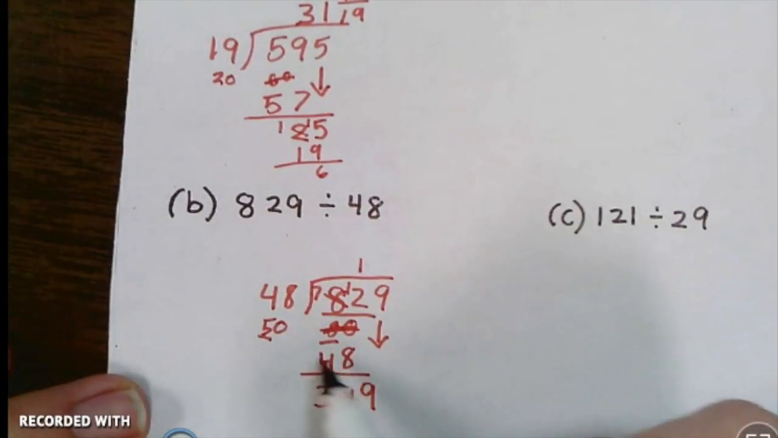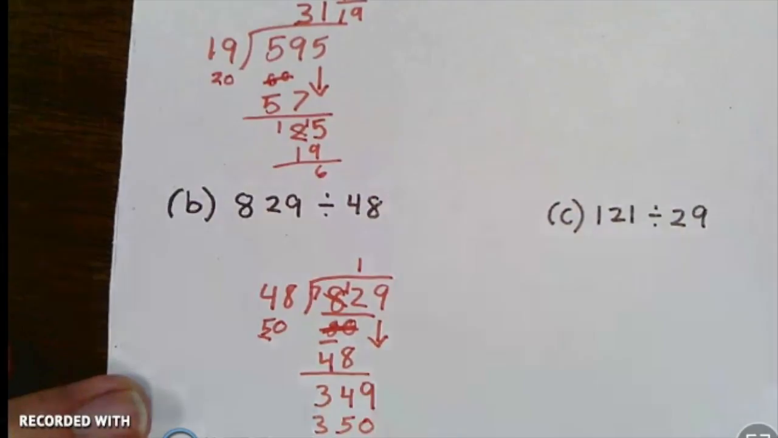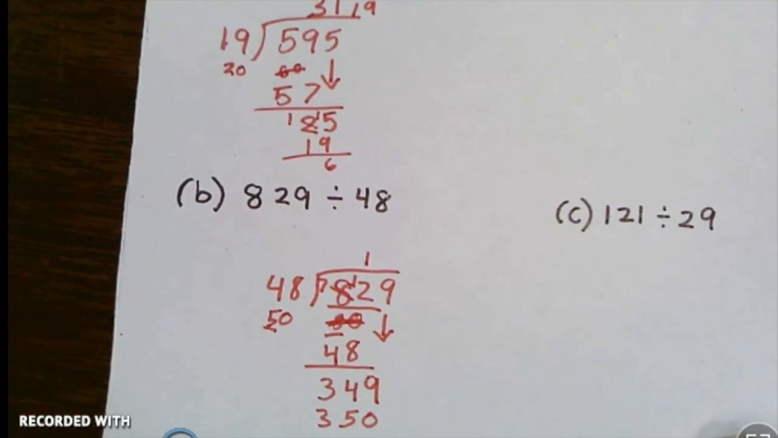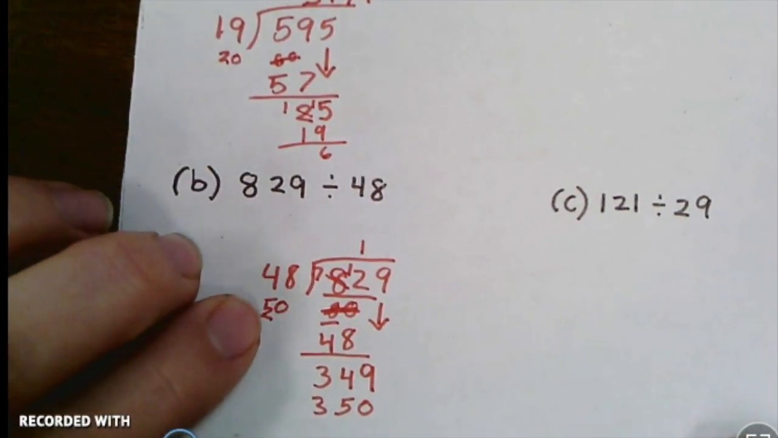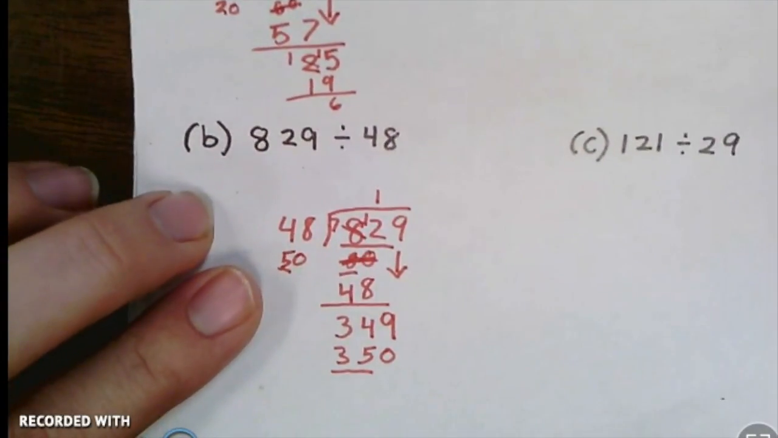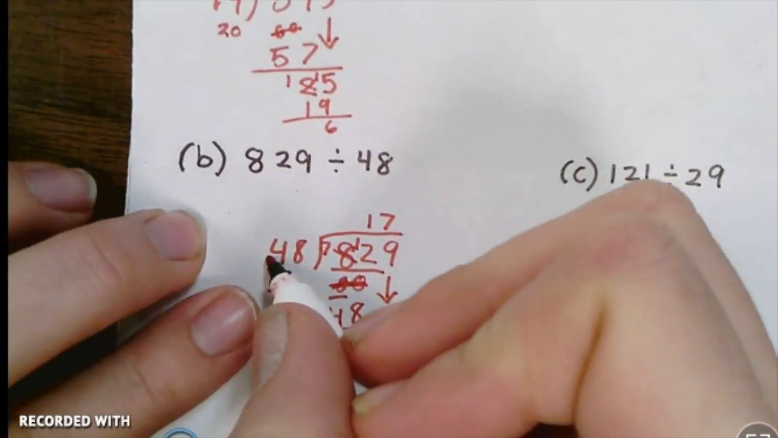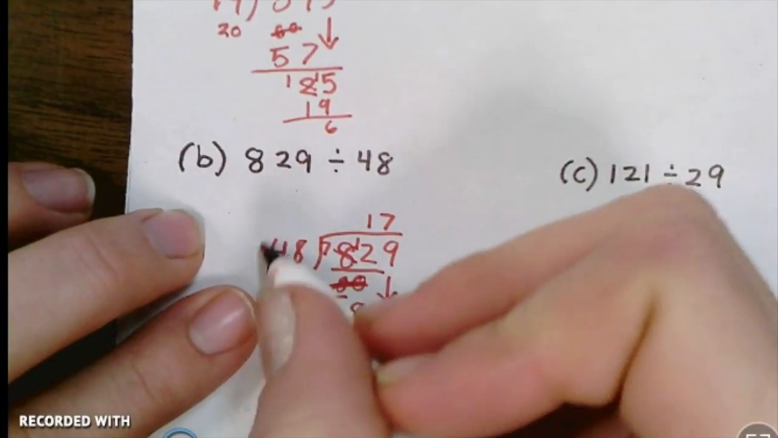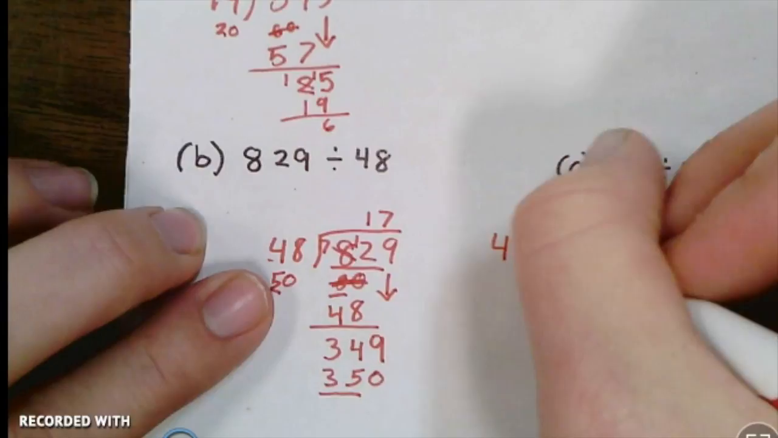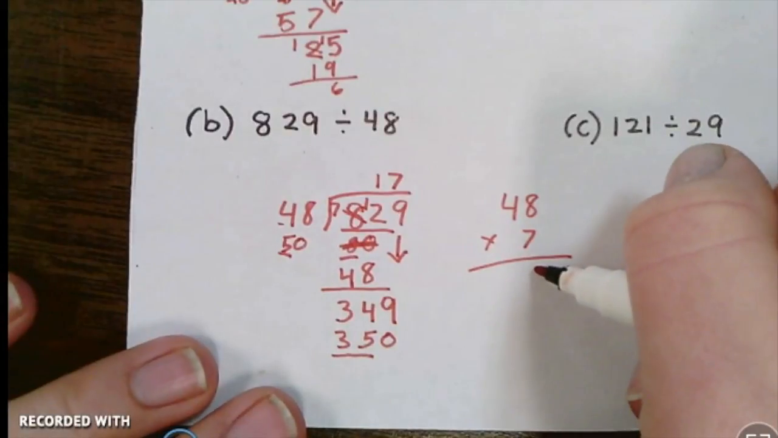Okay, now I want to know how many times, ooh, yikes, does 50 go into 349? I better round this, right? So let's round it to the nearest 10, and I would get 350. Now I'm going to think, all right, how many times does 5 go into 35? And the answer is 7. So now I'm going to do 48, right? Because I actually need to multiply this number. 48 times 7 is 56.